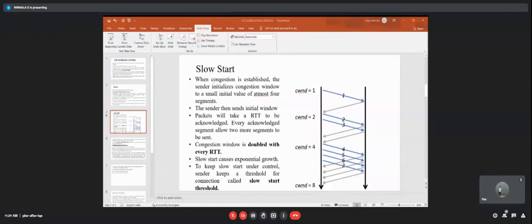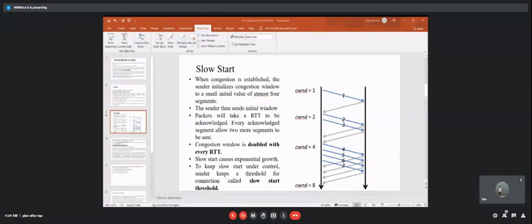RTT is nothing but the time taken for transmitting the packet until the acknowledgement is received. That we define as an RTT, round trip time. Once the acknowledgement is received, the congestion window size is doubled. So the slow start mechanism causes exponential growth. Since the growth of the congestion window is exponential, it allows more packets to be present in the network.